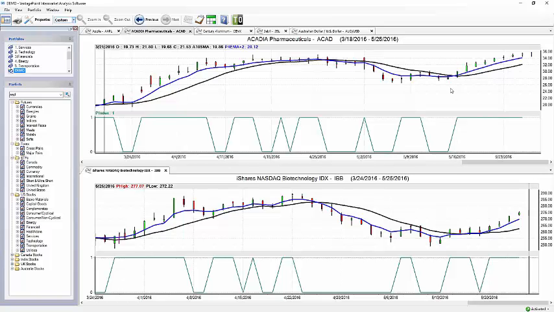So, the software is really doing a lot of the heavy lifting for you. I mean, simply by using the forecast from Acadia Pharmaceuticals, you're going to understand how you want to trade that market.